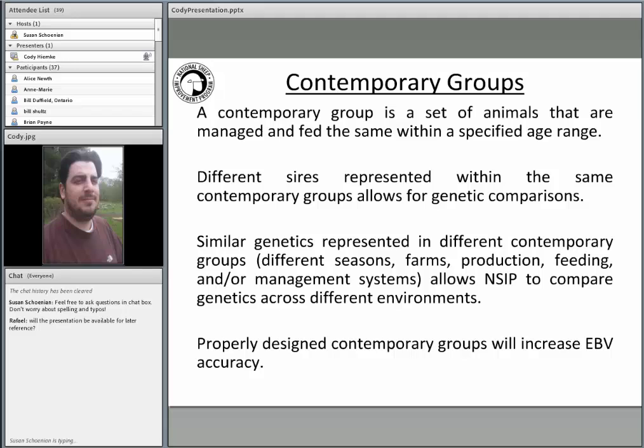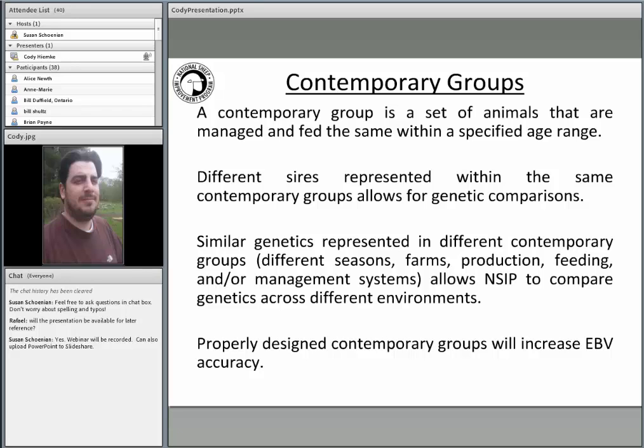To help develop a contemporary group, ideally you have different sires represented within the same group, and that's what's going to allow for your genetic comparisons. Having the lambs from two rams competing against each other. Otherwise you're dealing with the variation in genetics on the ewes, which is more extensive, I guess. You don't have two specific similar sets of genetics comparing. As well, similar genetics should be represented in different contemporary groups, be that in different seasons, farms, production systems, feeding systems, management systems.